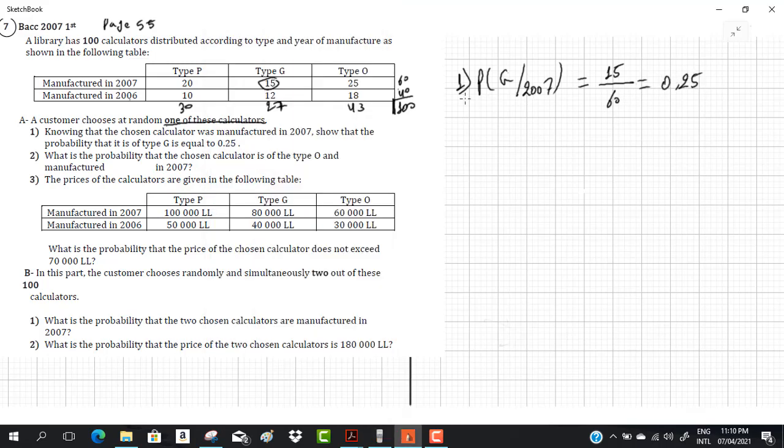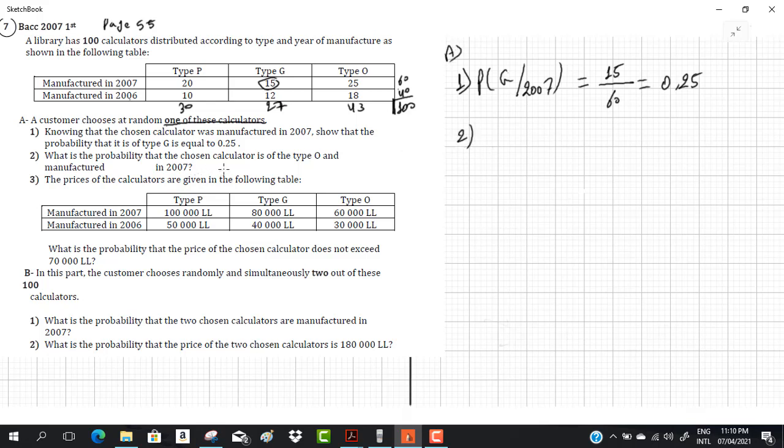G knowing 2007 أنا بحصر حالي بال 2007 بطل موجود بالنسبة لإلي إلا 2007. الجي هني 15 out of the total صار 60. Part A1 هاي.